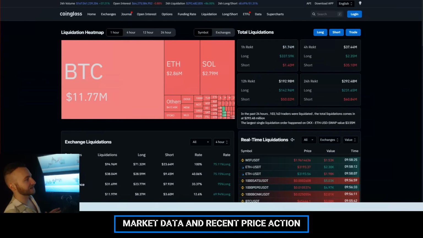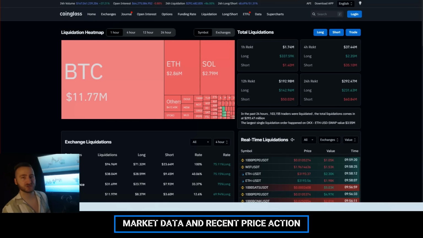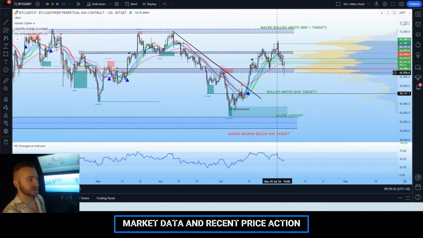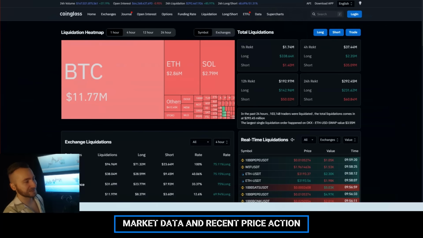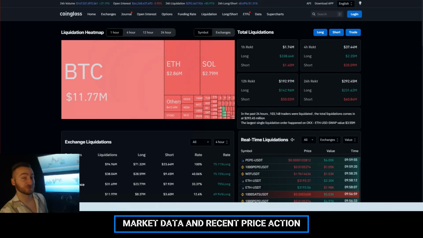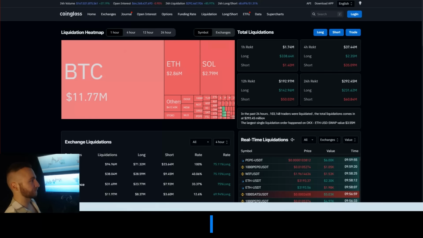Taking a look at the market data, 24-hour volume is up 37%, sitting at $167 billion. 24-hour liquidations are up a massive amount at 292 million, with 231 million in liquidations coming from long positions as Bitcoin temporarily drops underneath that $63,000 region, resulting in some mass liquidations. We can also see for the short positions, 60 million have been liquidated, the majority of the short liquidations occurring within the last 12 hours as Bitcoin bounces from that recent area of support.